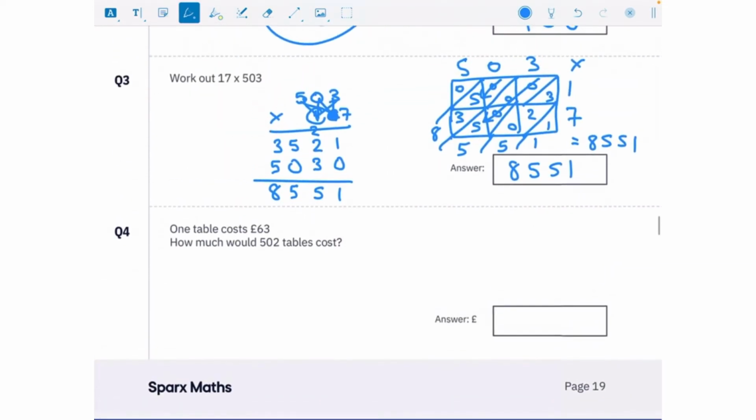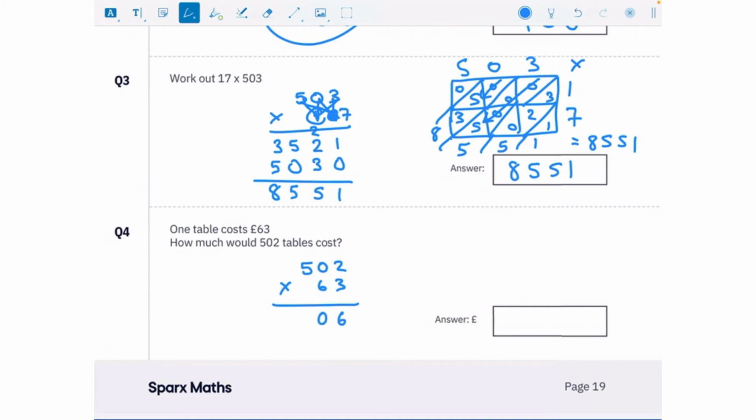1 table costs £63. How much would 502 tables cost? So again, I'm going to do 502 times 63. And you can do this in either way. I'm just going to do it this way for this one. 3 times 2 is 6. 3 times 0 is 0. And 3 times 5 is 15.